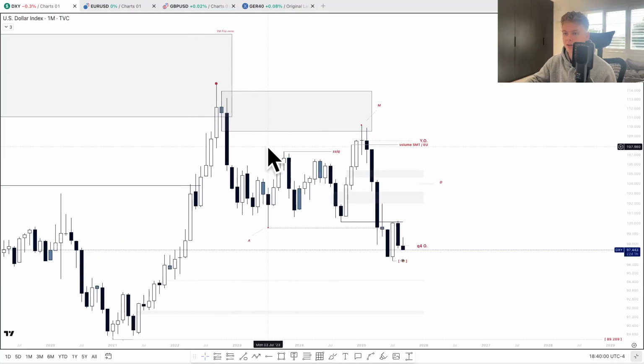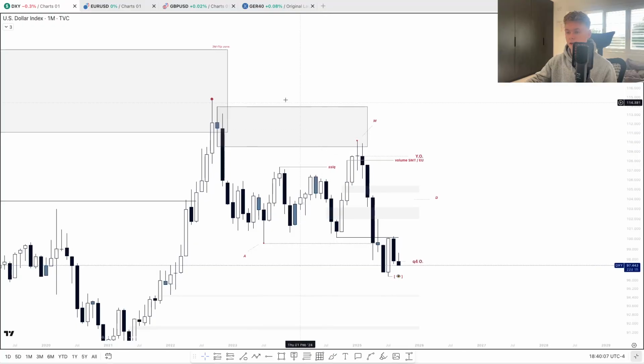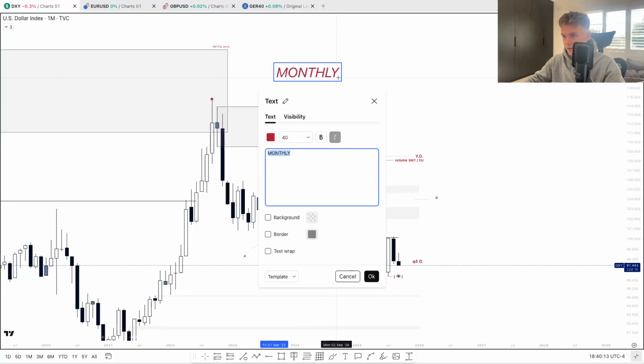And the importance of these fair value gaps and BPRs and zones and areas of interest are much higher on a higher time frame, okay? The monthly time frame, so I'll make this bigger. The monthly time frame is superior to the weekly time frame, which is superior to the daily time frame, which is superior to the 4-hour time frame, which is superior to the 1-hour time frame, the 15-minute time frame, the 5-minute time frame, the 1-minute time frame, the 1-second time frame, okay?